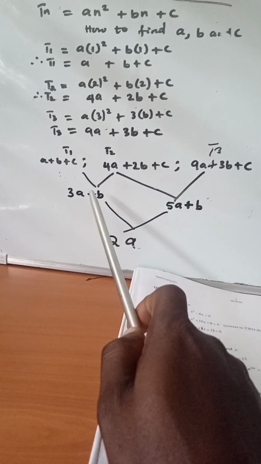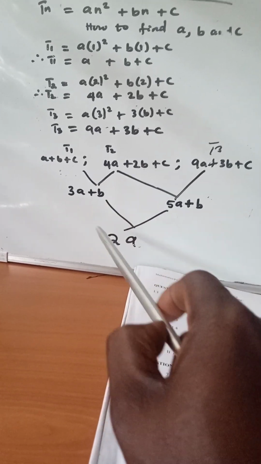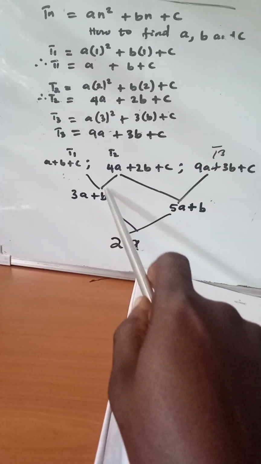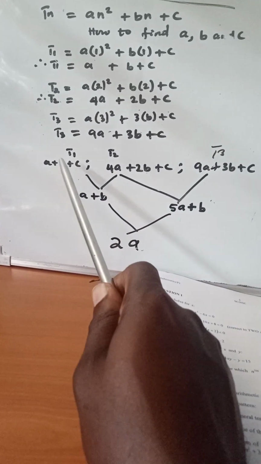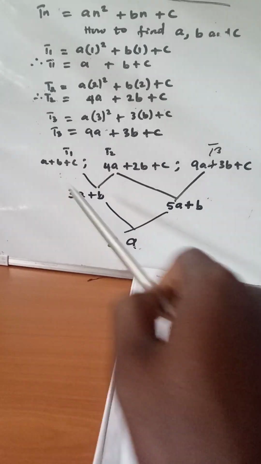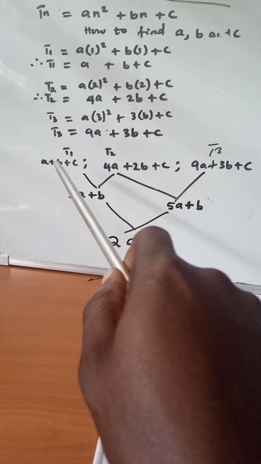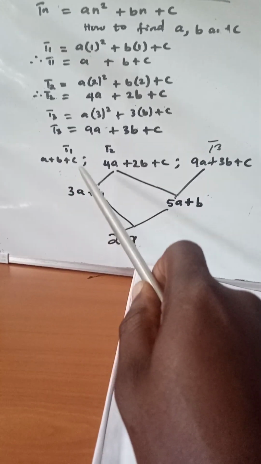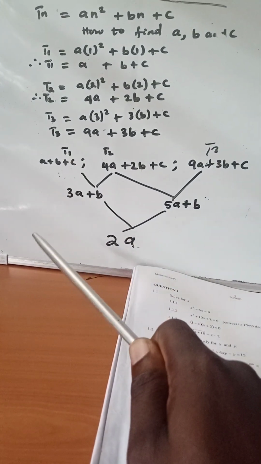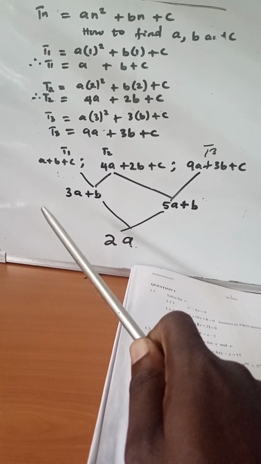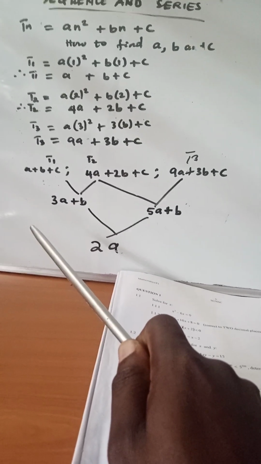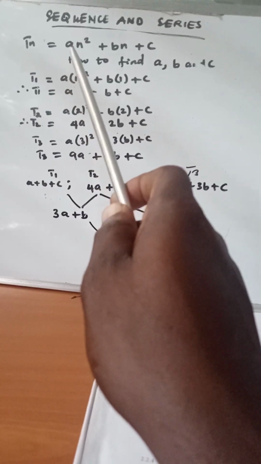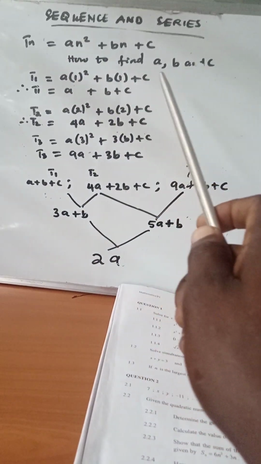Whenever we are calculating b, we use 3a plus b. After we know a, we substitute here and we find b equals to whatever number is in this position. When we want to find c, we use the a from here and the b from here, add them to c, and set it equal to the first number in the quadratic number pattern. Then we find our values of a, b, and c, and from there we substitute into the formula an squared plus bn plus c.